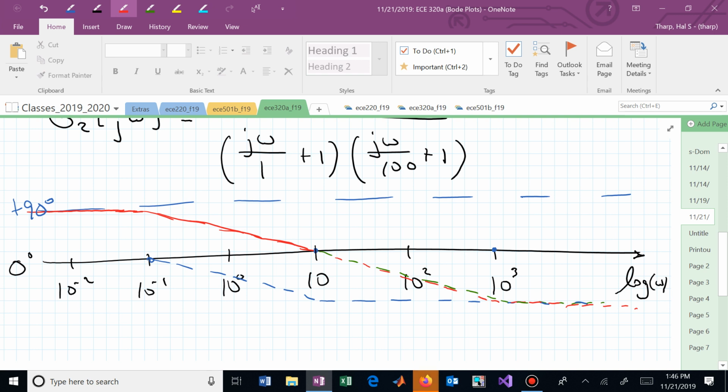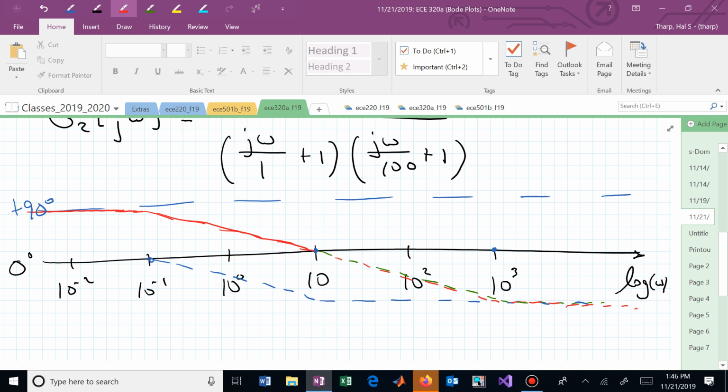Correct. The 0 at the origin, or if you had a pole at the origin, a pole at the origin would always contribute minus 90 degrees. A 0 at the origin is always plus 90 degrees, and you don't have to worry about it starting and stopping. The phase curve is more challenging to draw because you have to turn them on and turn them off in terms of slopes. The magnitudes, once you start sloping, it's always sloping.